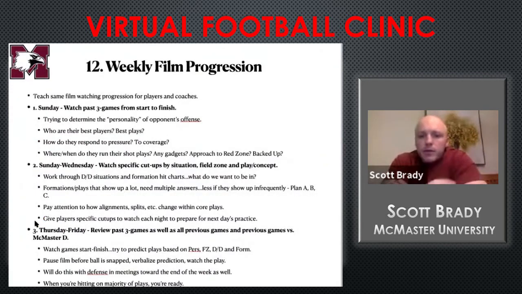Okay, and then this is our weekly film progression for the coaches and for the players, right? So Sunday, we're watching the last 3 games from our opponent from start to finish. We're trying to establish, again, what's the personality of the offense and what do they want to do, who's their best players, who's their best plays, how do they respond to pressure, max pressure, zone pressure, all those things.